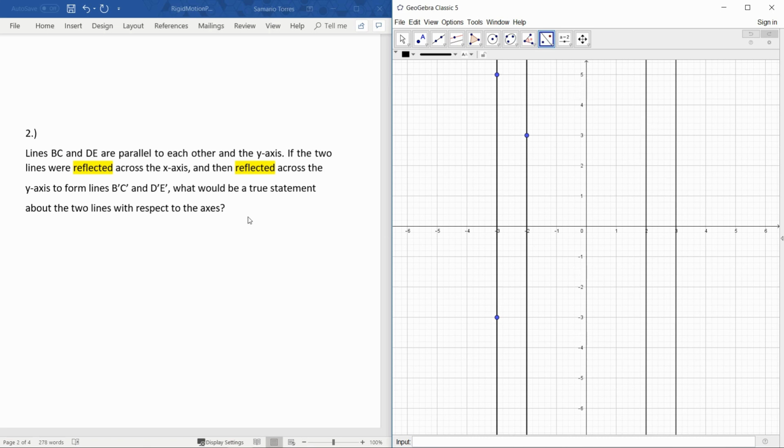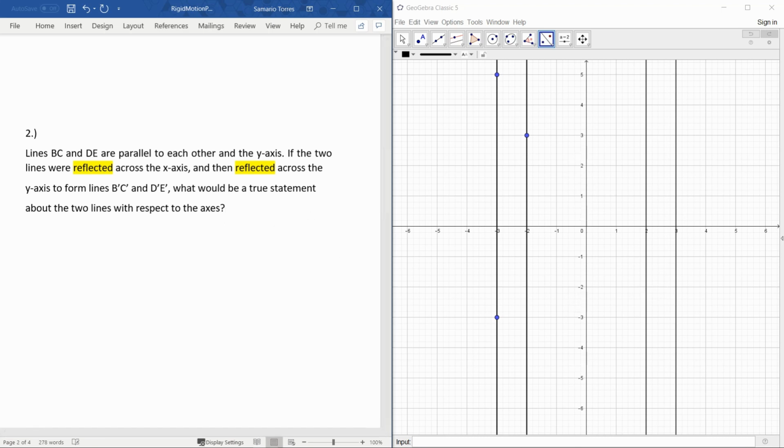And what's it saying? It's saying what would be a true statement about the two lines with respect to the axis. So they're talking about the new lines. They're saying what would be a true statement with respect to the axis? So that means say something about these lines with respect to the axes. So what we want to talk about is the y-axis, right? Because the y-axis is parallel to these, and this entire thing is all about parallel lines.